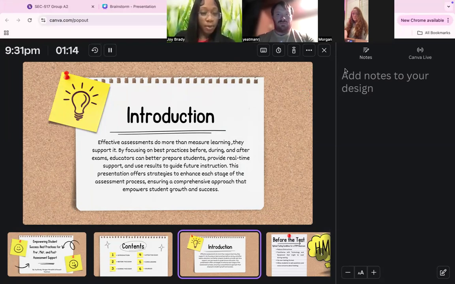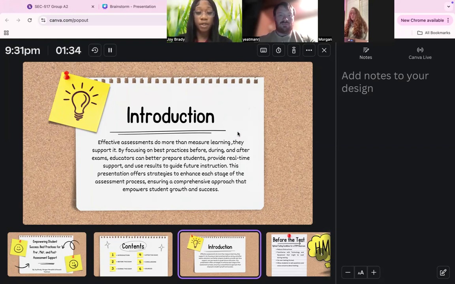So this is our presentation for empowering student success: best practices for pre, mid, and post-assessment support. Effective assessments do more than measure learning. They support it by focusing on best practices before, during, and after exams. Educators can better prepare students, provide real-time support, and use results to guide future instruction.